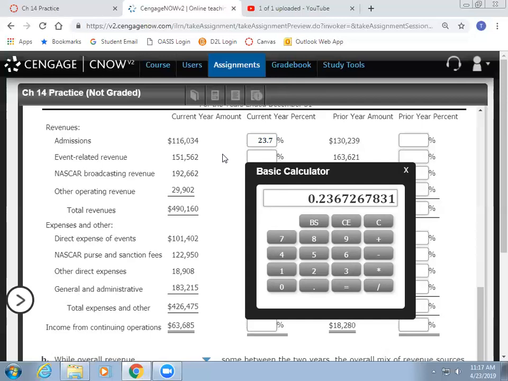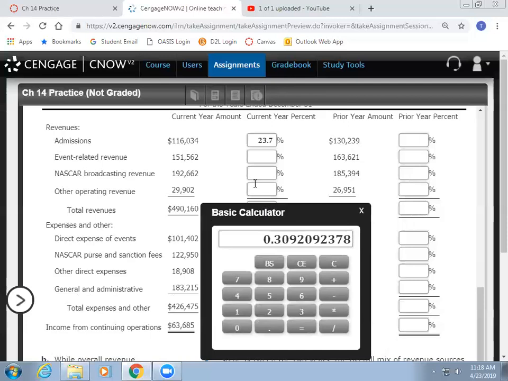It's always a rounding thing, right? You just take that number and divide it by the total revenue. It's really that easy, just kind of tedious. You would just go on to the next one: 151,562 divided by the 490,160, and then it's just making sure you round. So 30.9.